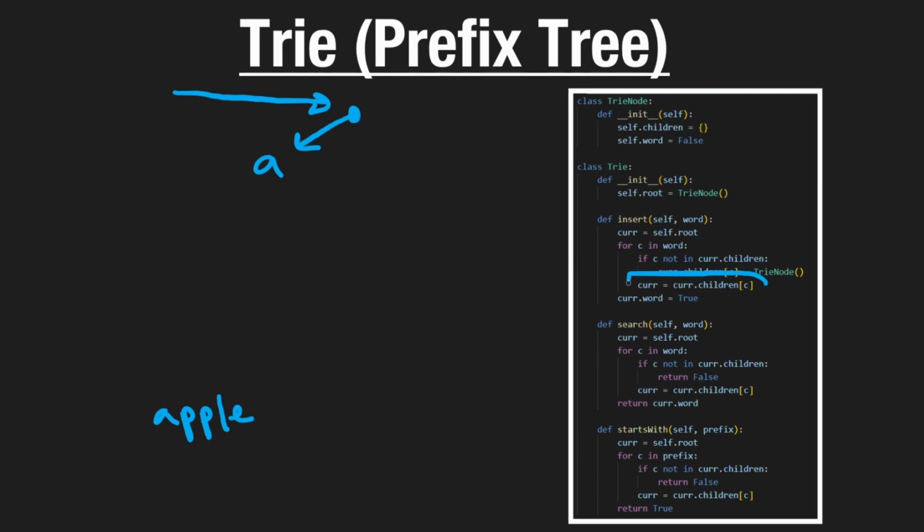Now the current pointer is going to be shifted to the new node that we just inserted. So now our current pointer is going to be over here. And we're going to just go character by character at this point. It's just that straightforward. So P is not a child of A.